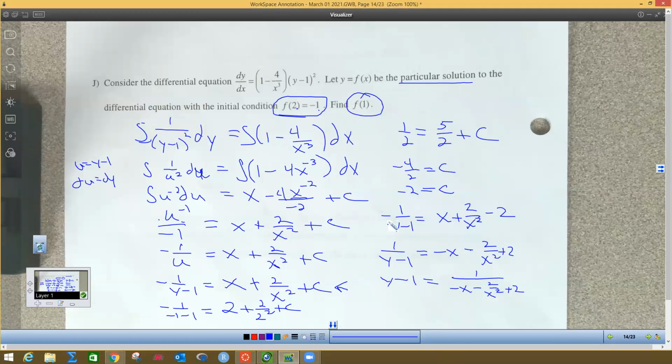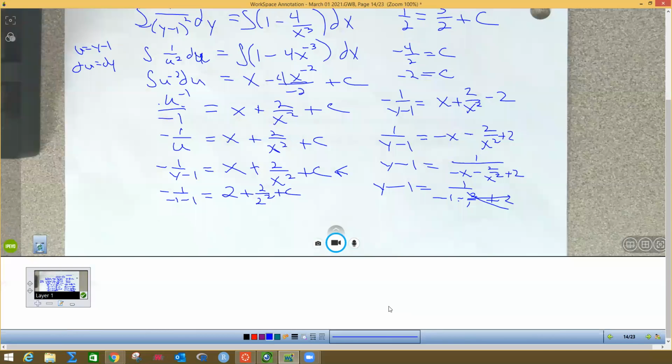We could do it like this, plug in and solve for y. Because this is where x is 1. So I've got y minus 1 is going to equal 1 over negative 1 plus, oops, not plus, minus 2 over 1 plus 2. So see, that 2 and that minus 2 cancel out, right? They're 0. So I get y minus 1 equals negative 1, because we have 1 divided by negative 1. And I add 1 over, so y equals 0.